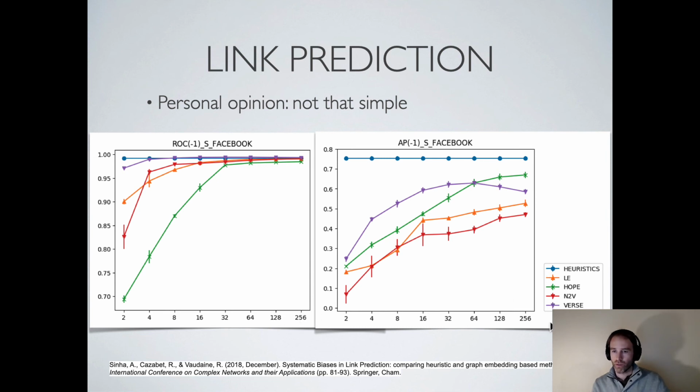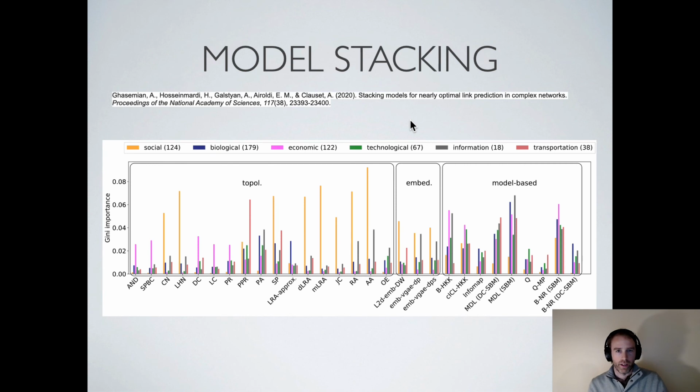And we tested several methods, and for the methods we tested, it seems that one algorithm I haven't introduced here, which is called VERS, is indeed obtaining results which are better than the heuristics. But this is just a small experiment.